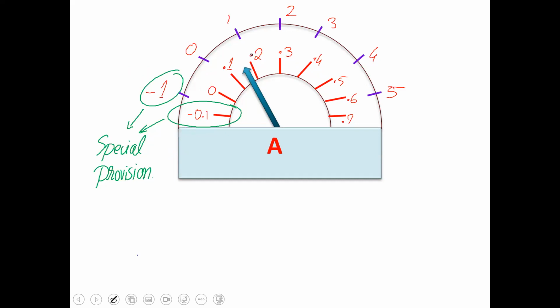You have already copied the diagram. You have to go back to the diagram and update it. Done. So right under it, there is a provision before the zero mark. This is to manage reverse current.